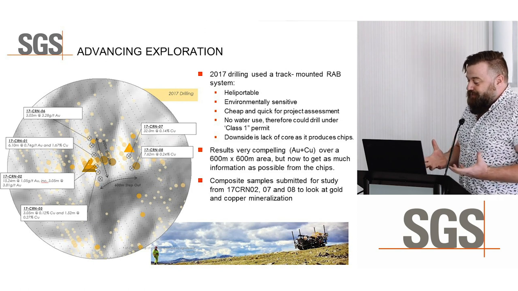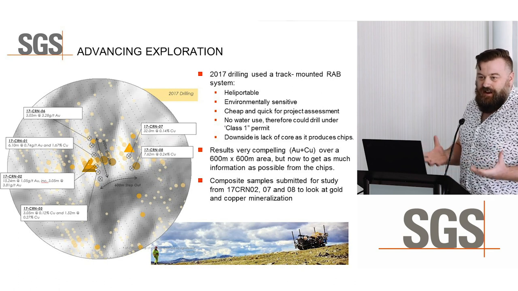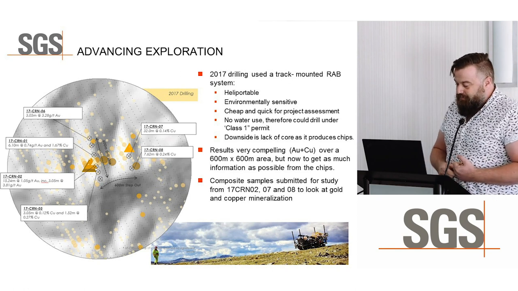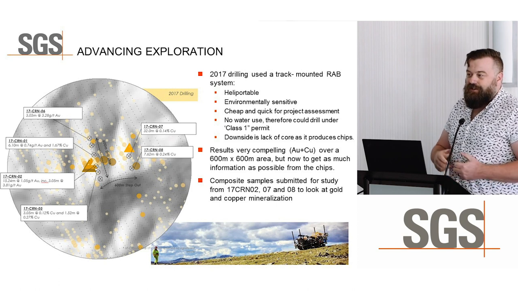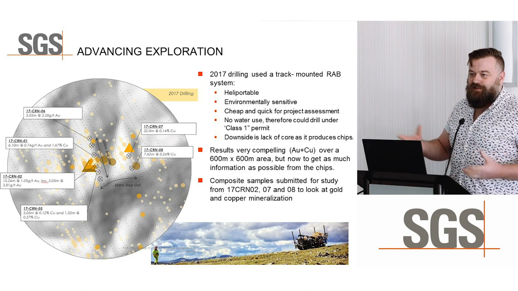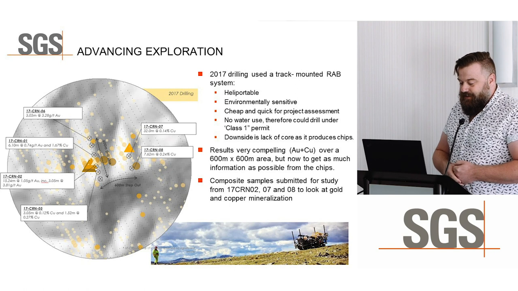What we actually found, though, was that over a 600 by 600 meter area, we had fairly good results coming out of the ground. For example, on hole number two, we had 15 meters at just over a gram per ton gold, which, okay, is not going to shake the markets. But comparing it to White Gold in those areas, it was a pretty nice number. And it was by no means isolated.